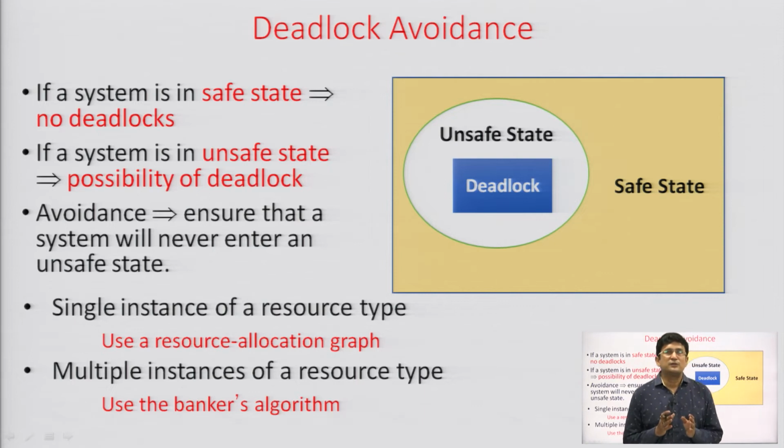Any request made by the process should be checked to see whether allocating these resources leads to a safe state of the system or not. If it is leading to the safe state, the resource request can be granted. If not, the process will wait. So, we call this stepping carefully: if the requested resources cannot be allocated to the process because it will lead to the unsafe state, that process will wait.